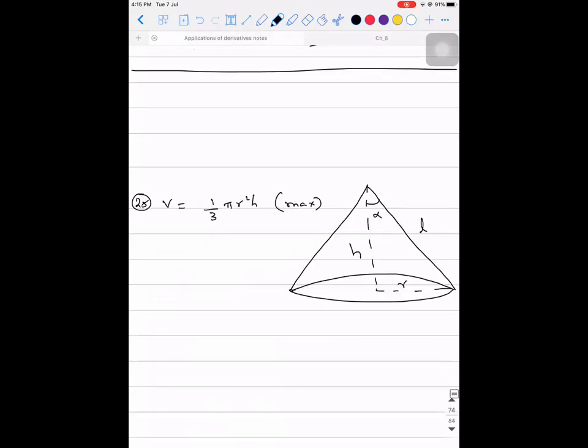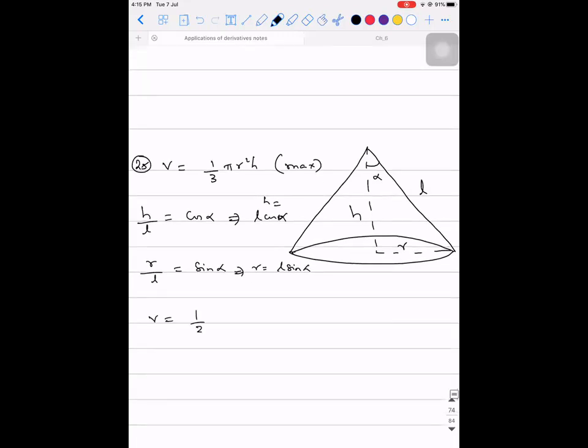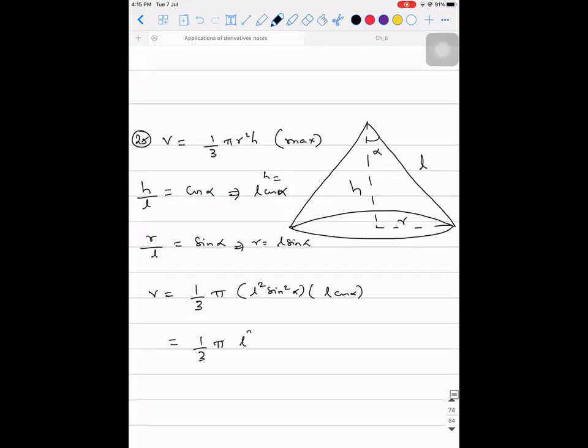So this is a very simple problem. How to do this? H by L is how much? H by L is cos alpha. R by L is sin alpha. So I can write H is equal to L cos alpha. R is equal to L sin alpha. So I'll substitute both in the value of V. So V will be equal to 1 by 3 pi into R square, that is L square sin square alpha, into H, that is L cos alpha. So 1 by 3 pi into L cube into sin square alpha cos alpha, this is equal to the volume. Right?